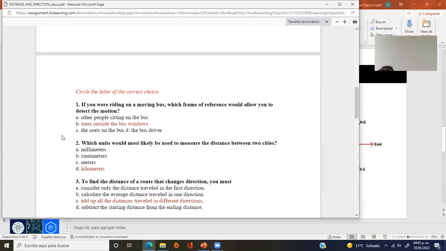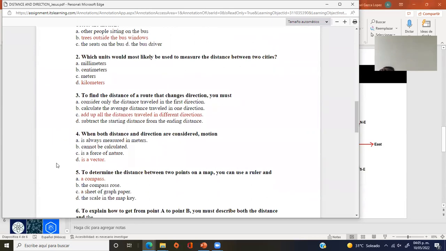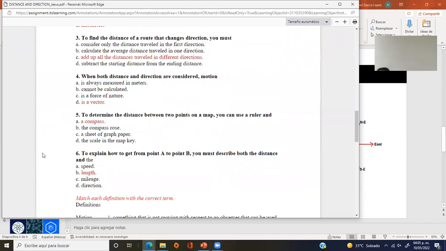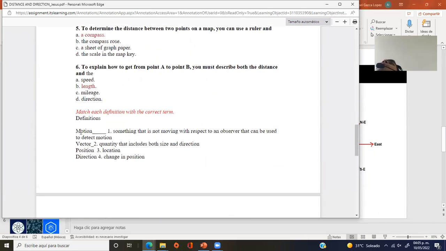Which units will most likely be used to measure the distance between two cities? Kilometers. To find the distance of a road that changes direction, you must add up all the distance traveled in different directions. When both distance and direction are considered, motion is a vector. To determine the distance between two points on a map, you can use a ruler and a compass. To explain how to get from point A to point B, you must describe both the distance and the direction. Frame of reference is something that is not moving with respect to an object that can be used to detect motion.